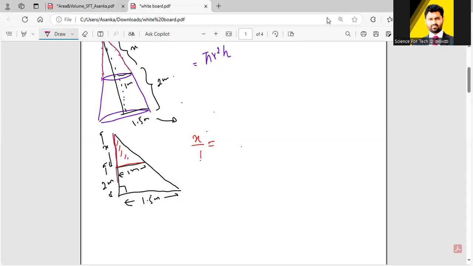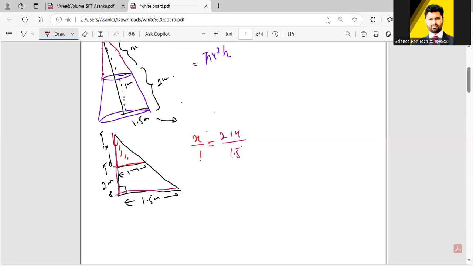Now I'm writing the formula for this big triangle. From here to here it is 2 meters, and from here to here it is 6 meters. So what is the expression we can write for the total height? We can add this 2 meters to this x. This is simple: 2 meters plus x, and 1 divided by 1.5.